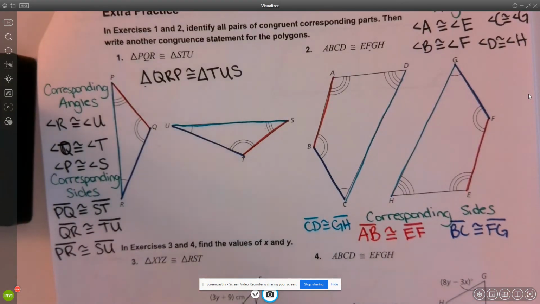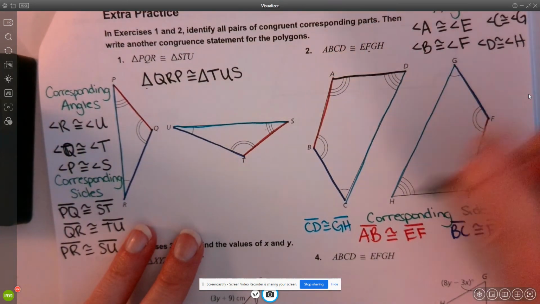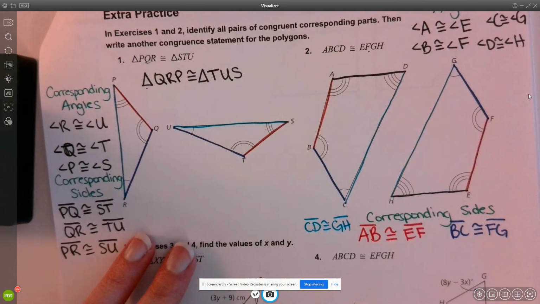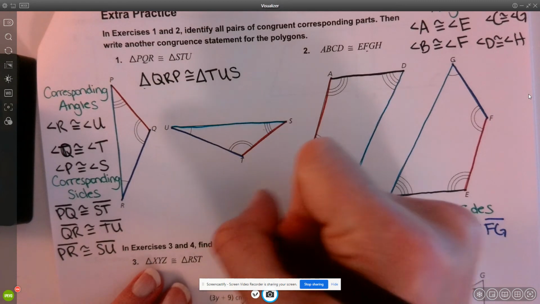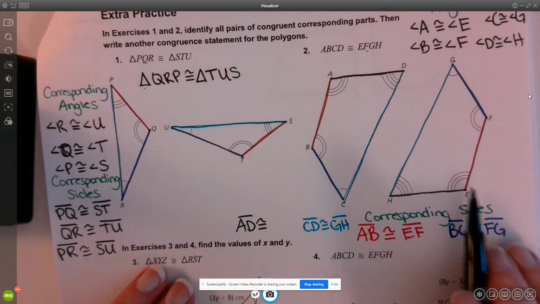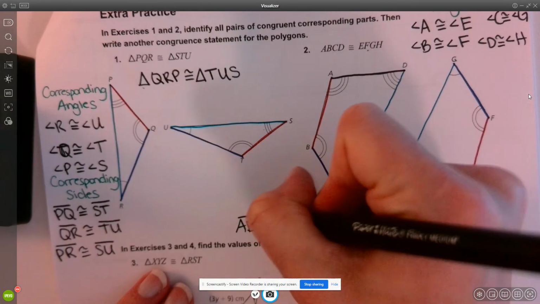And I need one more. I'm running out of space. So my last one, line segment AD and EH. Make sure the order is correct. So line segment AD is congruent to line segment EH. E has to come first because it corresponds to A.